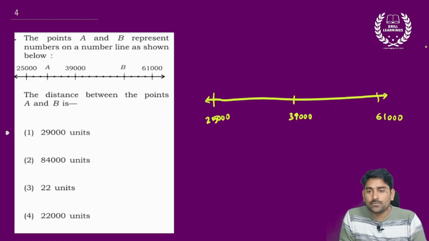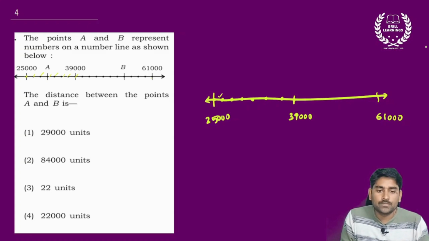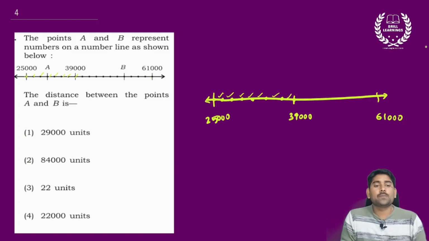How many dots we have here? From 25,000 to 39,000. First dot. 1, 2, 3, 4, 5, 6, 7, 8 dots. So first one, second, third, fourth, fifth, sixth, seventh, and eighth. So I have total 8 dots. That means how many gaps we have? 1, 2, 3, 4, 5, 6, 7 gaps we have.